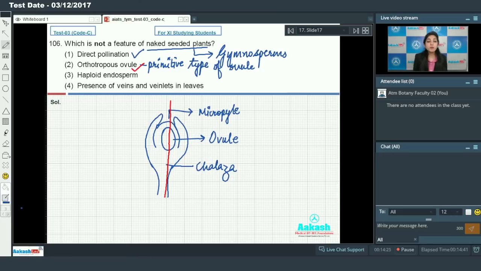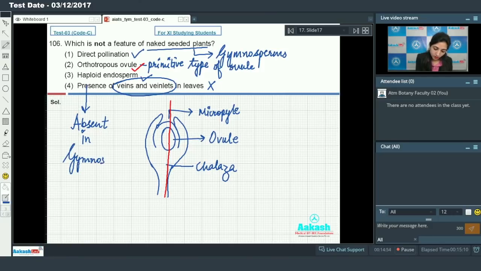So this is correct. Haploid endosperm. How is endosperm formed in gymnosperms? In gymnosperms, endosperm is formed by the repeated divisions of the megaspore. So this is haploid, so this is correct. Presence of veins and veinlets in leaves. No, veins and veinlets are absent in gymnosperms. Leaves of the gymnosperms do not have veins and veinlets. So the incorrect feature is option number 4.